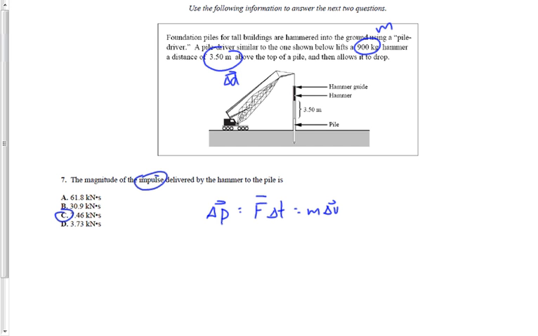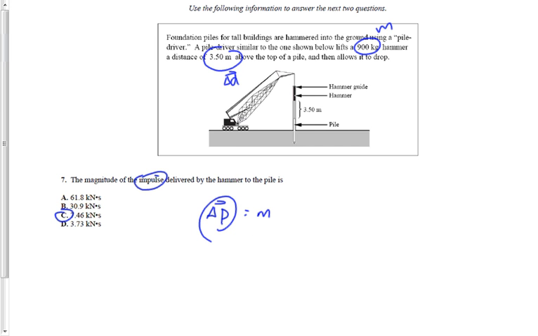What are you going to use here to find impulse? F times T or M times delta V? I know? M times delta V, right? Not M times V. M times delta V. Sure.